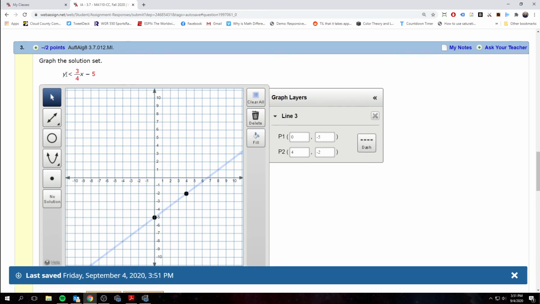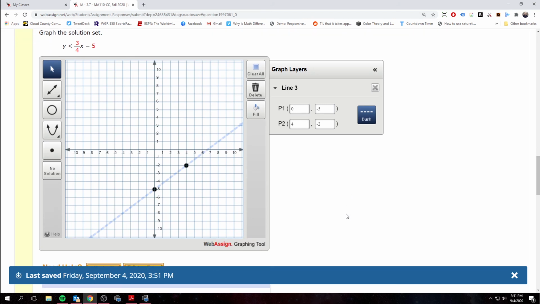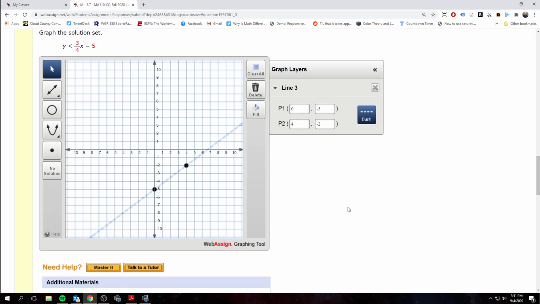Too long, didn't read. Here's the brief shortcut. If you see less than or greater than, it's dashed. If it's less than or equal to or greater than or equal to, not dashed. That's my quick 10-second spiel on that. Okay, so it's dashed because it's less than. There's no equal sign.